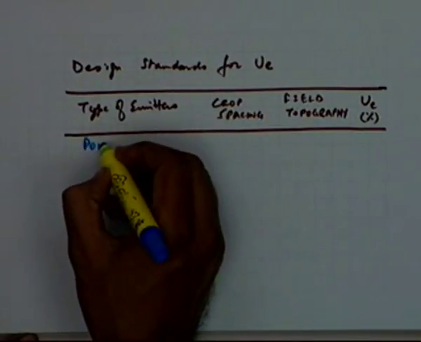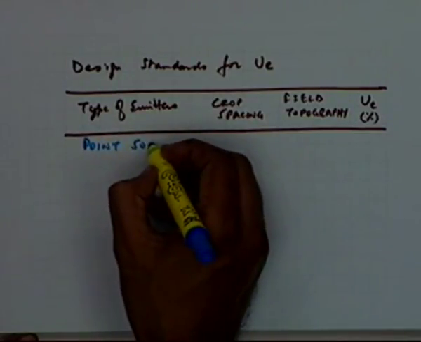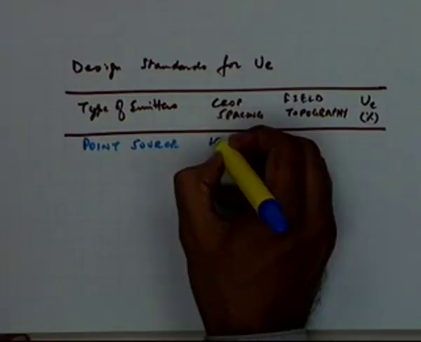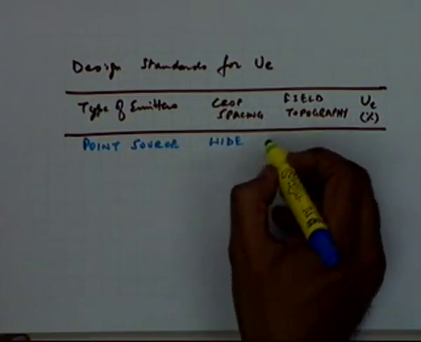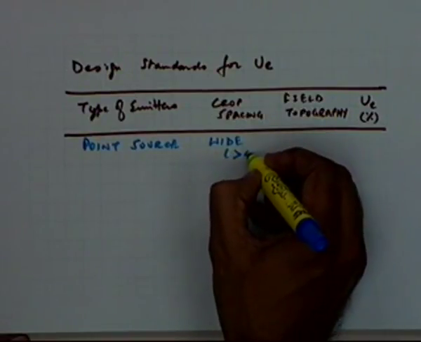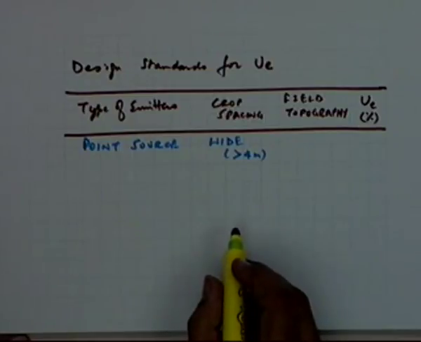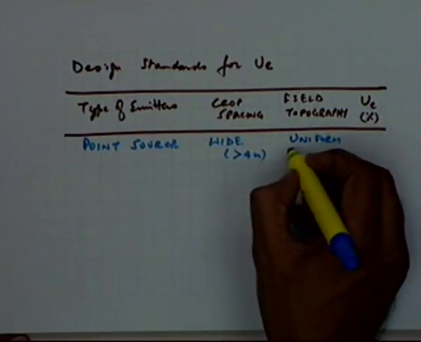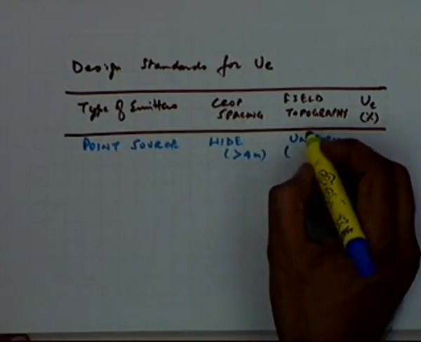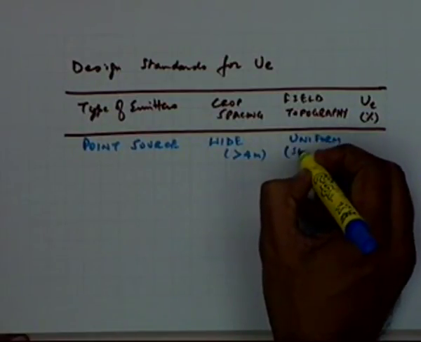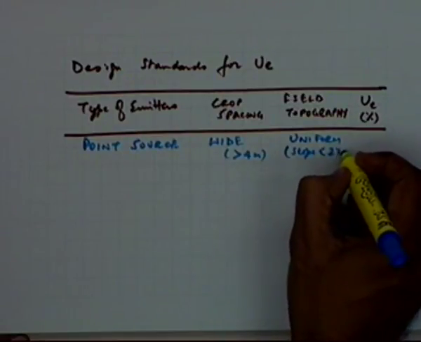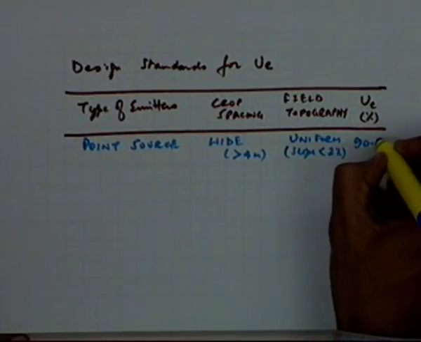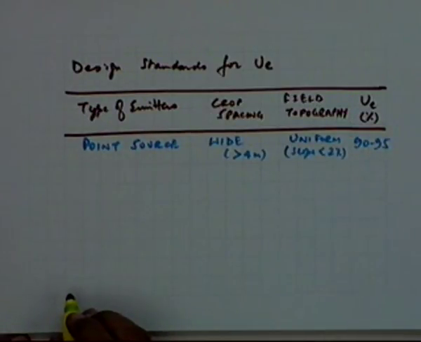Now, if the emitter type is a point source type and your crop spacing is wide, in this case wide is taken as more than 4 meters, the field topography is uniform, and the uniform is the category where the slope has been taken as less than 2%, then the emission uniformity can be between 90% to 95%.